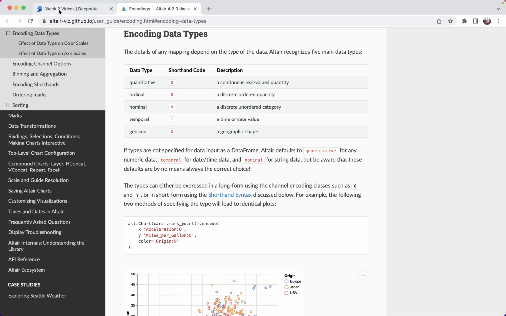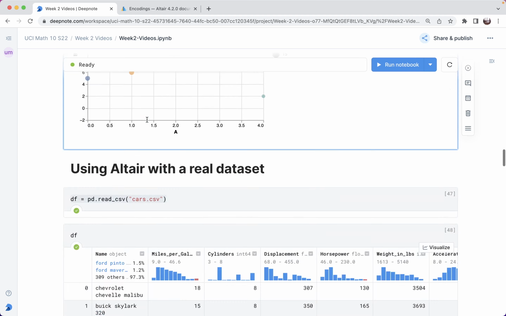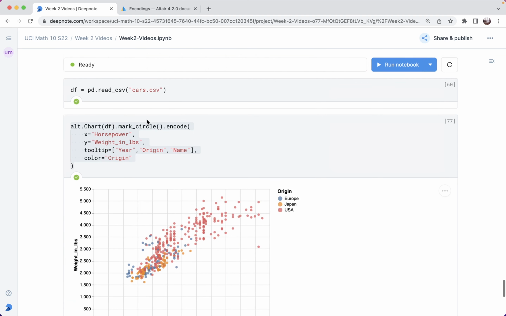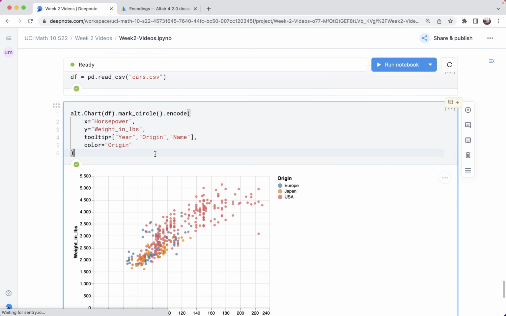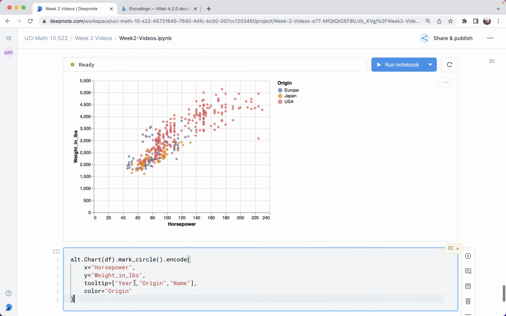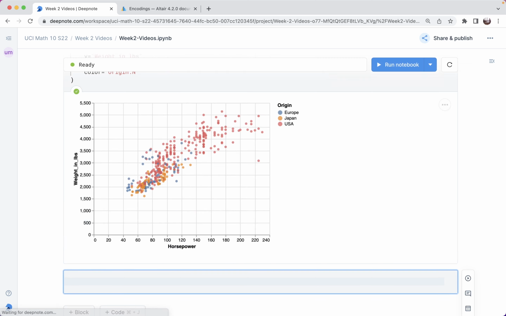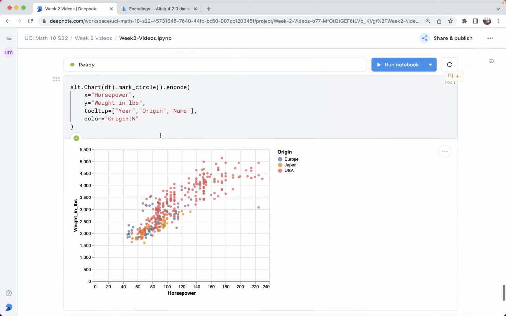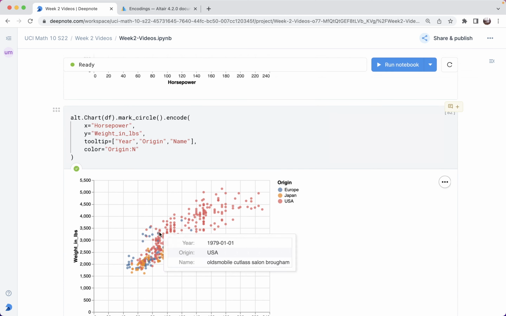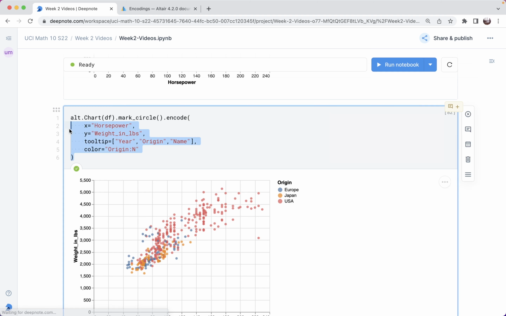But back to this. In this case, if I scroll down to the most recent chart, here the colors look pretty good. And if I were to instead say colon N, like we did up above, then I get the exact same colors, because Altair is correctly choosing that this should be a nominal data type, which in this case means these are discrete classes and the order doesn't matter at all.